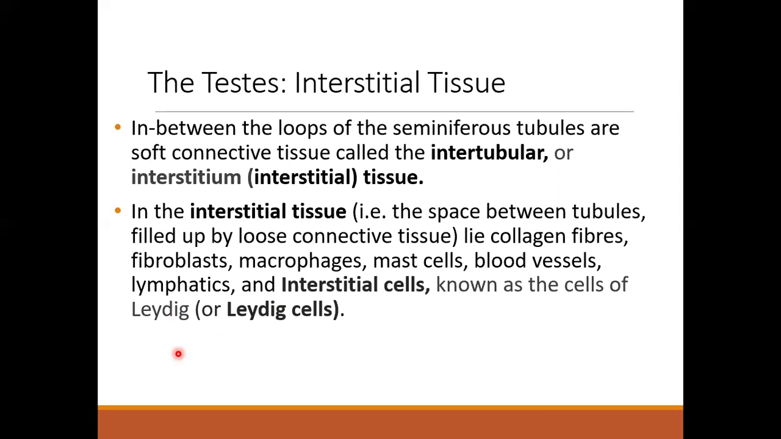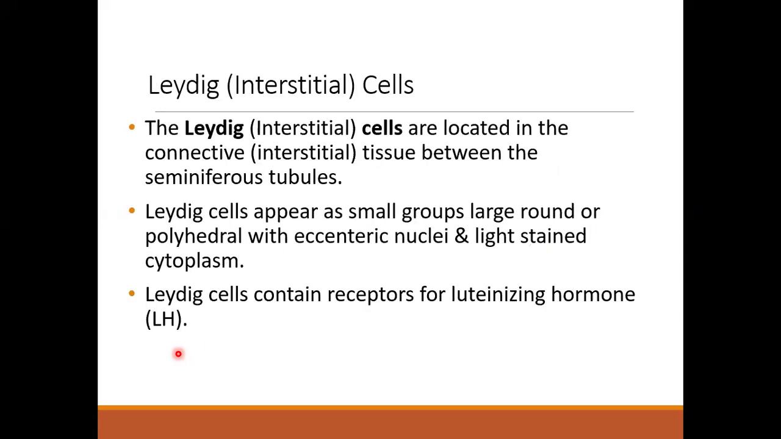We say that in between the seminiferous tubules, we also have blood vessels, mast cells, macrophages, and all those things. They are all there to make the testes serve as a real tissue. So the Leydig cells are located in the connective or interstitial tissue between the seminiferous tubules. This is well known already. The Leydig cells appear as small groups, large, round, or polyhedral, with eccentric nuclei and light-staining cytoplasm.